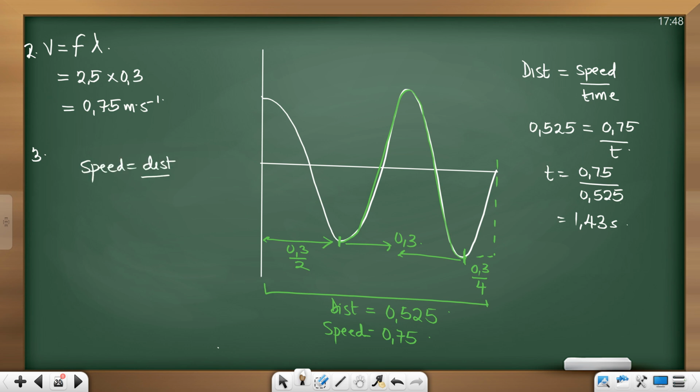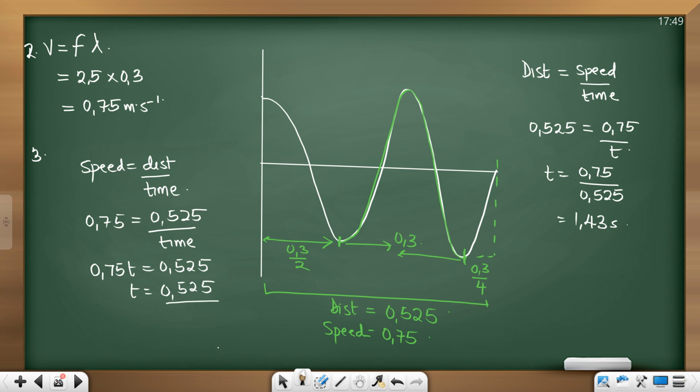You guys accepted my mistake. Now, so 0.75 is distance. And what is the total? Okay, we know the distance. The distance. Ooh, guys, you just accepted my error like that. What is the distance? 0.525. And I'm looking for what? Time. All right, let's cross multiply. 0.75 t. All right, what is t? 0.5. It's the other way. I made a mistake with the formula.